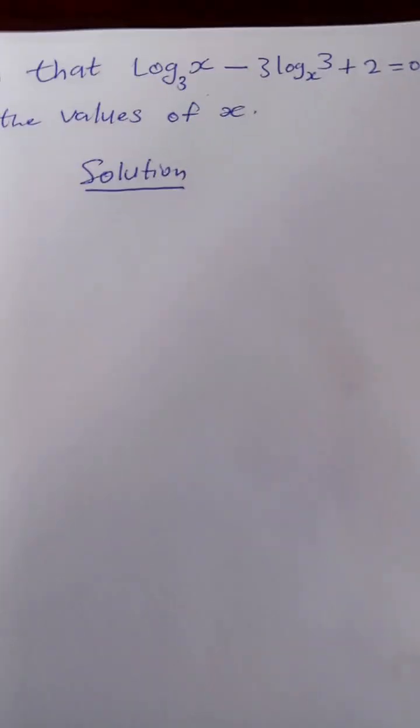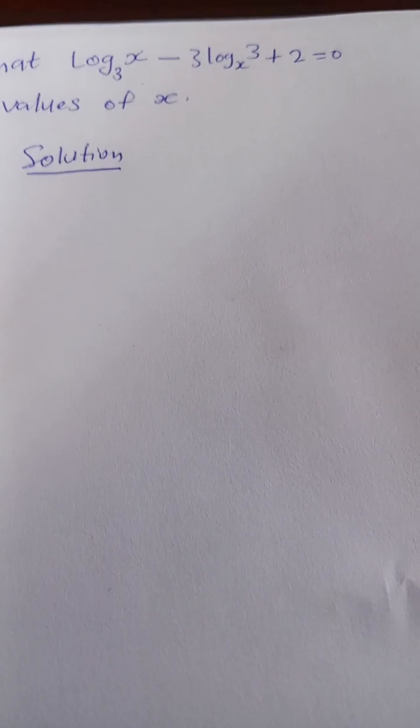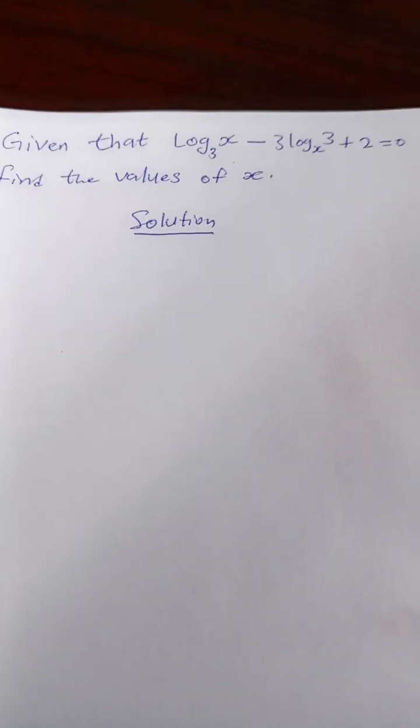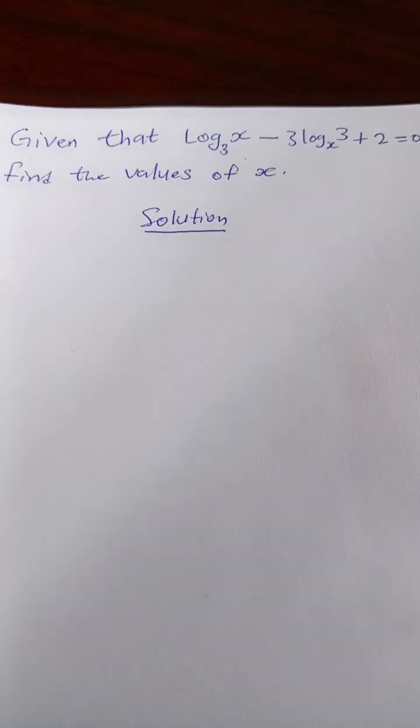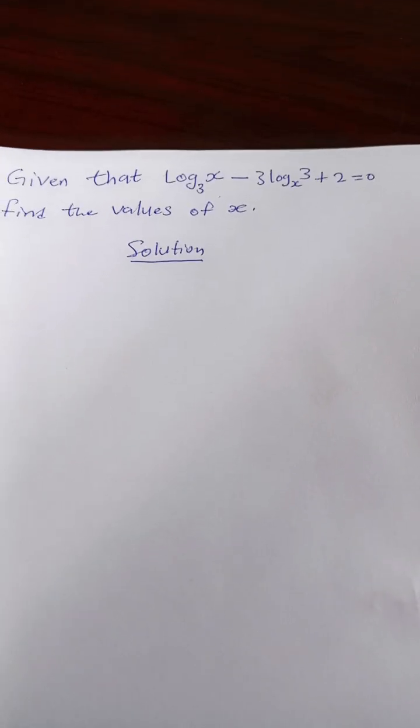So the question says: given that log x in base 3 minus 3 log 3 in base x plus 2 is equal to 0, we have to find the values of x. Values of x. Let's have that in mind as we solve. There's a reason why they put out the words "values of x."